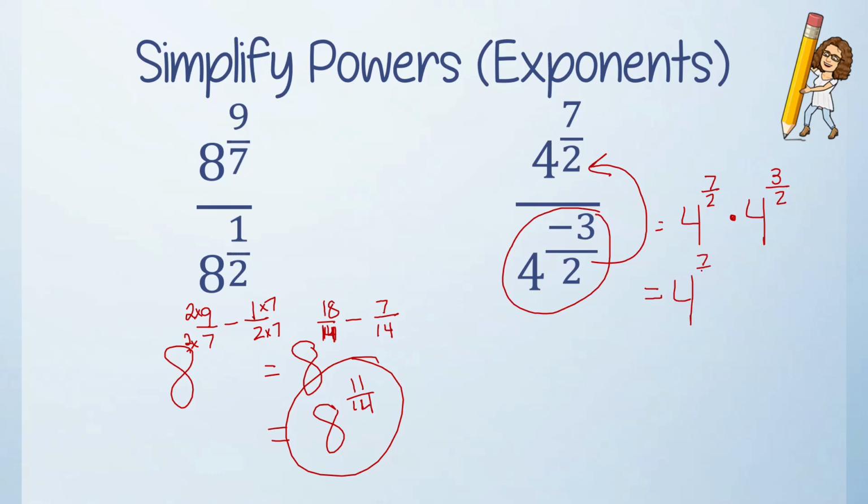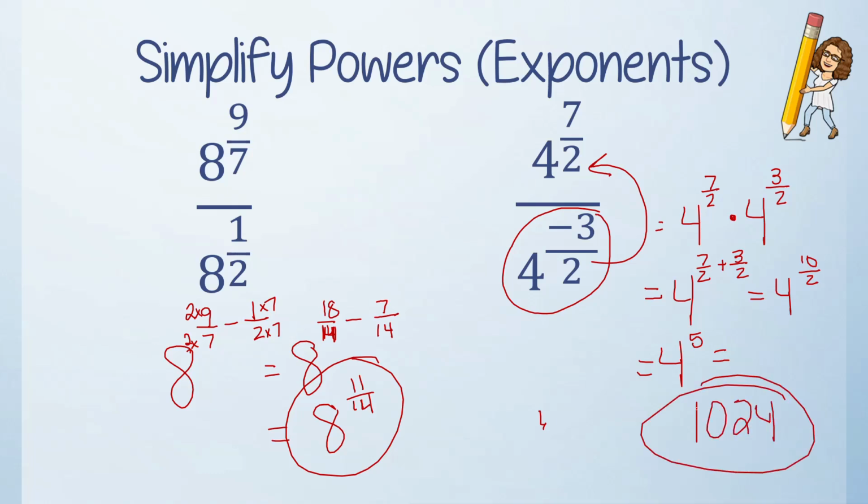So I'll have 7 halves plus 3 halves, which in our case is 4 to the 10 halves, which in our case is 4 to the 5th. And 4 to the 5th is the number, using my calculator here quick, 1024 for my final answer there.